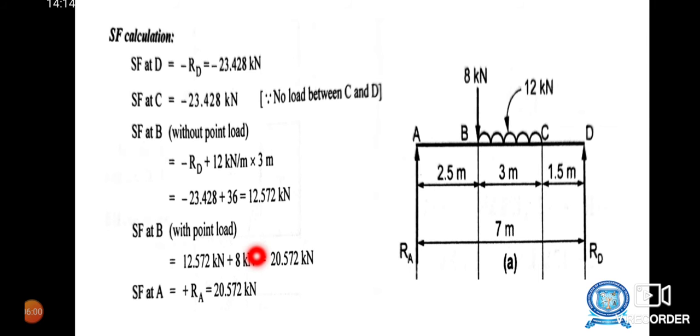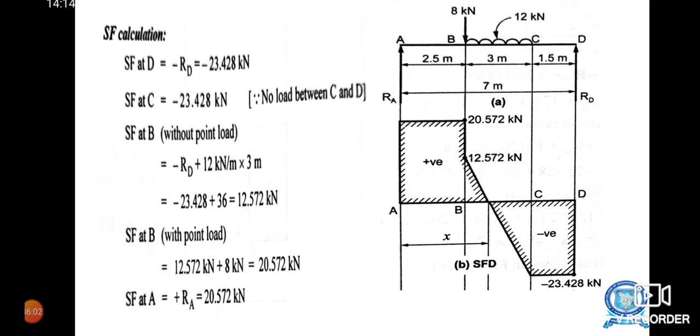Next, we draw the shear force diagram. First of all, the shear force at point D is minus 23.428, so you apply the D point value as minus, the downward direction. Next, the shear force at point C is minus 23.42, which is also the same value, so you mention the same value.